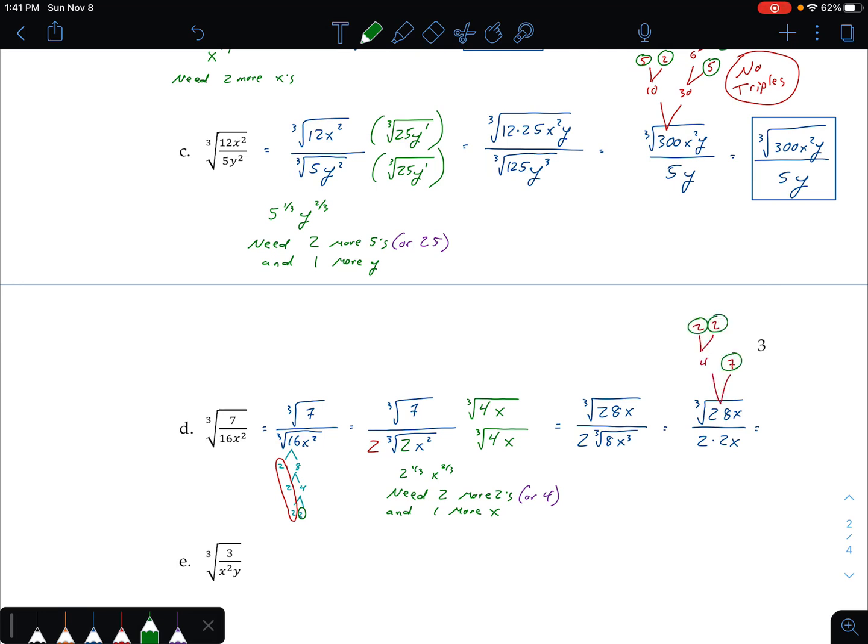And now I checked the 28, but can't break it down. 2 2s and a 7, no triples. And there's my final answer there.